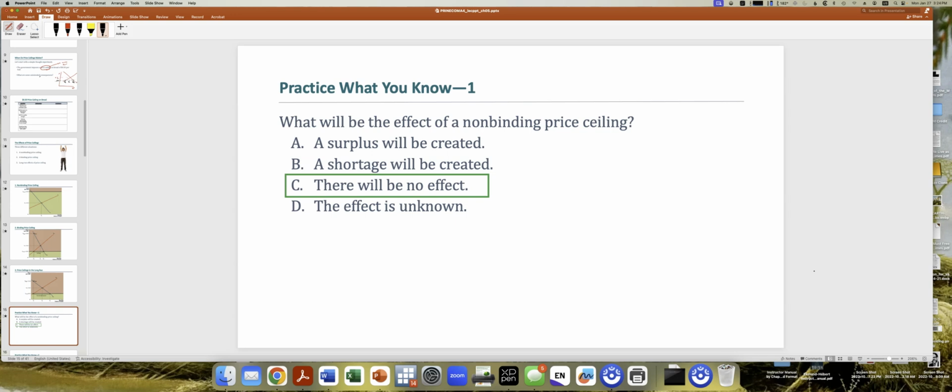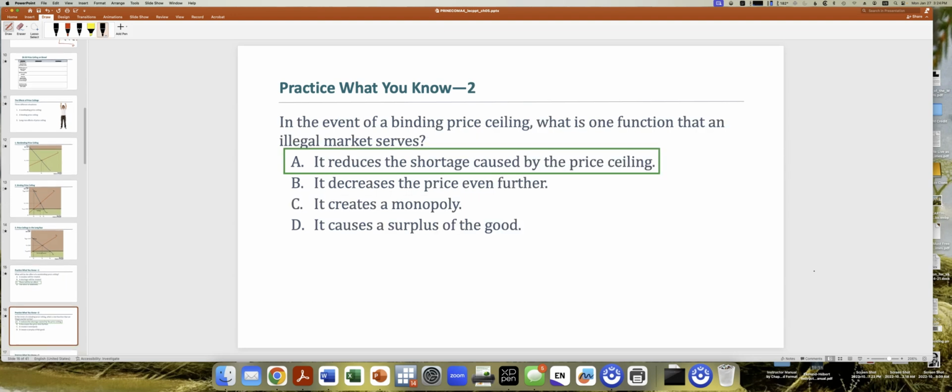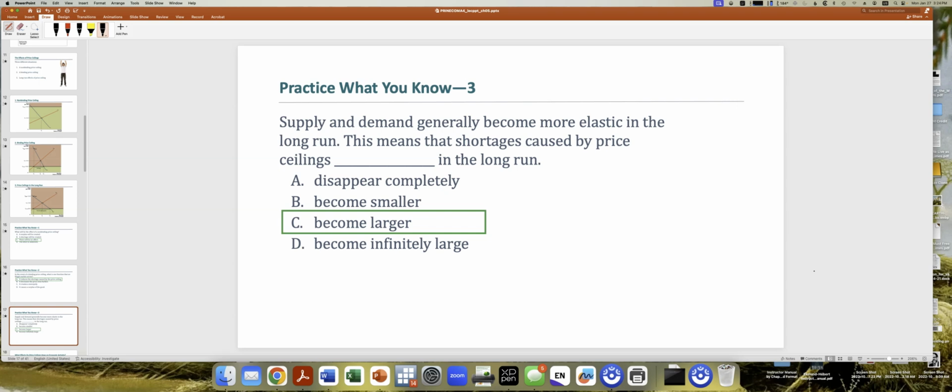So again, practice what you know. I don't generally do these, but this is correct. If it's non-binding, meaning it doesn't have an impact, meaning it's above the equilibrium price, then there would be no effect. And what does the illegal market do? It basically resolves the shortage by giving access to the product in a way that the legal market couldn't satisfy. But in the long run, the shortage that's caused by an impactful price ceiling actually gets worse over time. That's because the consumers, in terms of their demand, and the producers, in terms of their supply, will become even more elastic, thus making the shortage even larger than it was before.